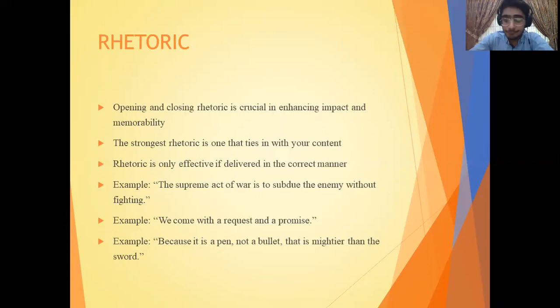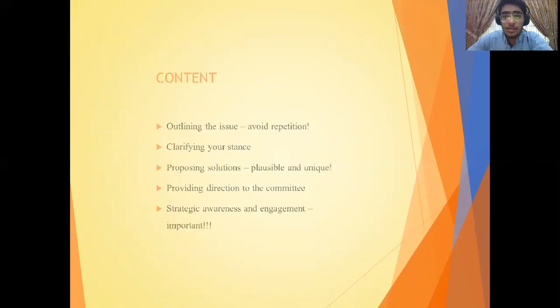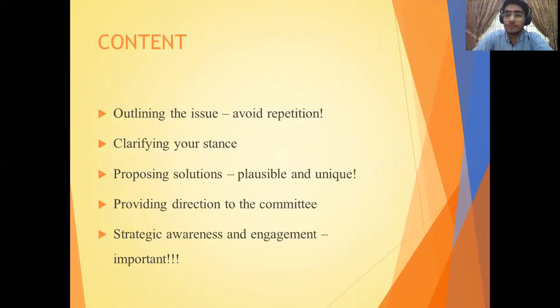So let's move on to the most important part of this lecture and the most important part of an opening speech, that is the substantive content. I think there are 5 things to note in terms of substantive content. All 5 of these have to be present in any substantive content that you deliver in an opening speech to varying degrees of importance.